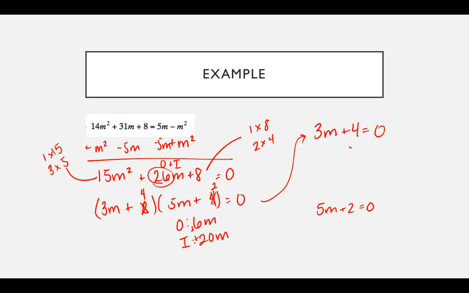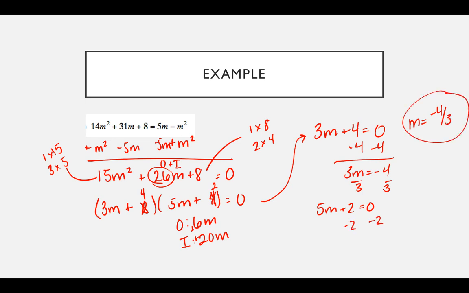So I'm going to subtract 4 and divide by 3. So I get m equals negative 4/3. Over here, I'm going to subtract 2 and divide by 5. So I get m equals negative 2/5.